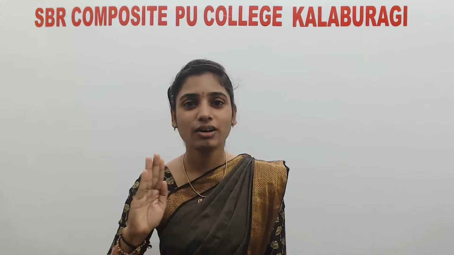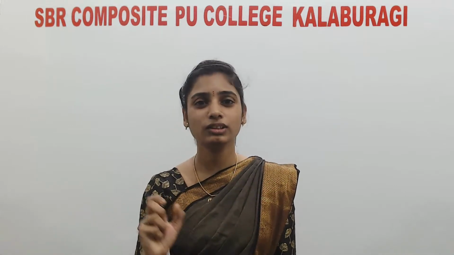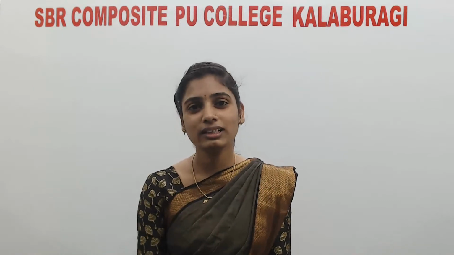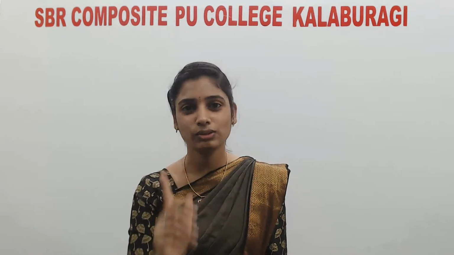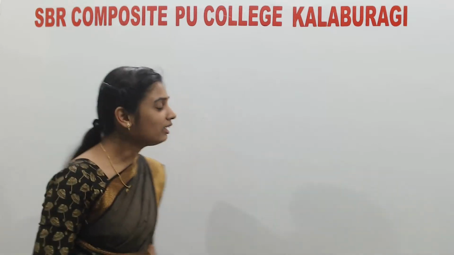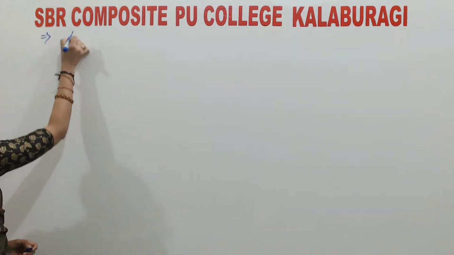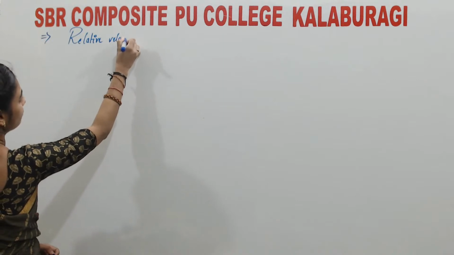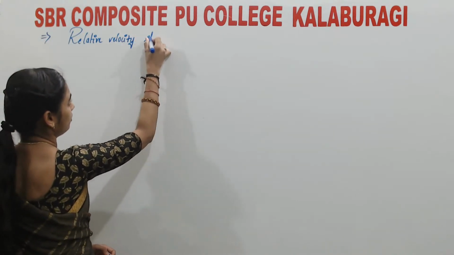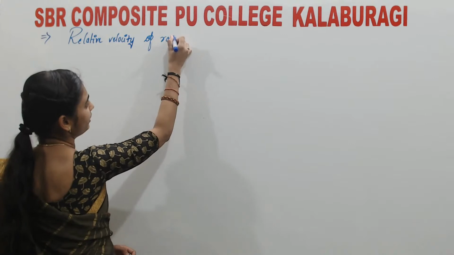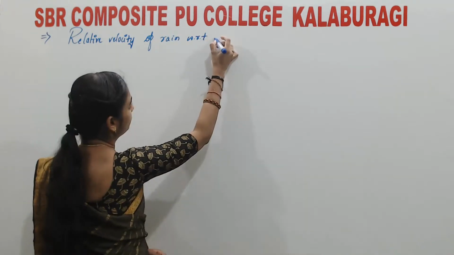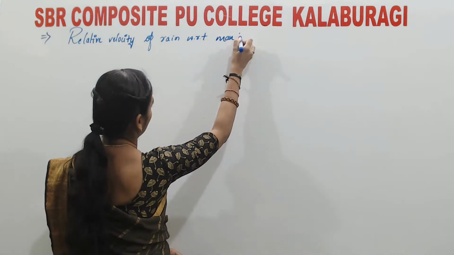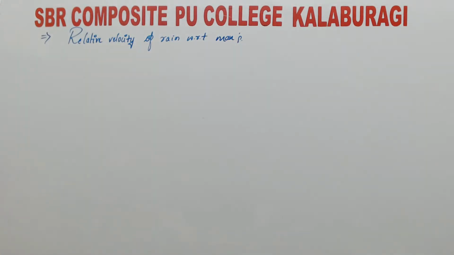If we know the relative velocity of rain with respect to man, we can find where to hold the umbrella, at what angle from the vertical we have to hold it. So the topic today is the relative velocity of rain with respect to man.